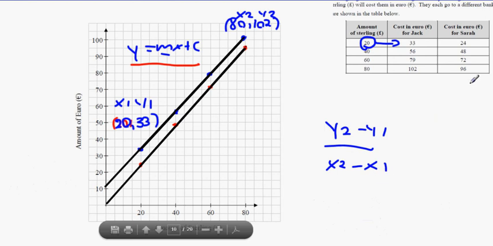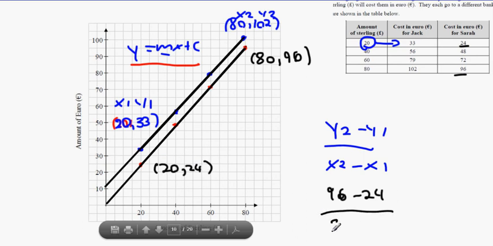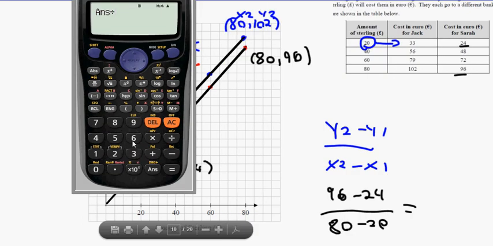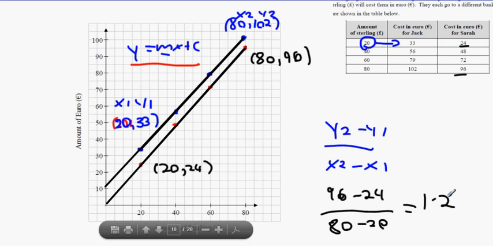So we have for Sarah 96 minus 24, because the 2 points we know are 80, 96, which is the last point, and the first point, which is 20, 24. So what we're going to get here, divided by 80 minus 20, is 96 minus 24. 96 minus 24 is 72. 72 divided by 60 is 6 over 5, or 1.2. Okay, so this is 1.2.